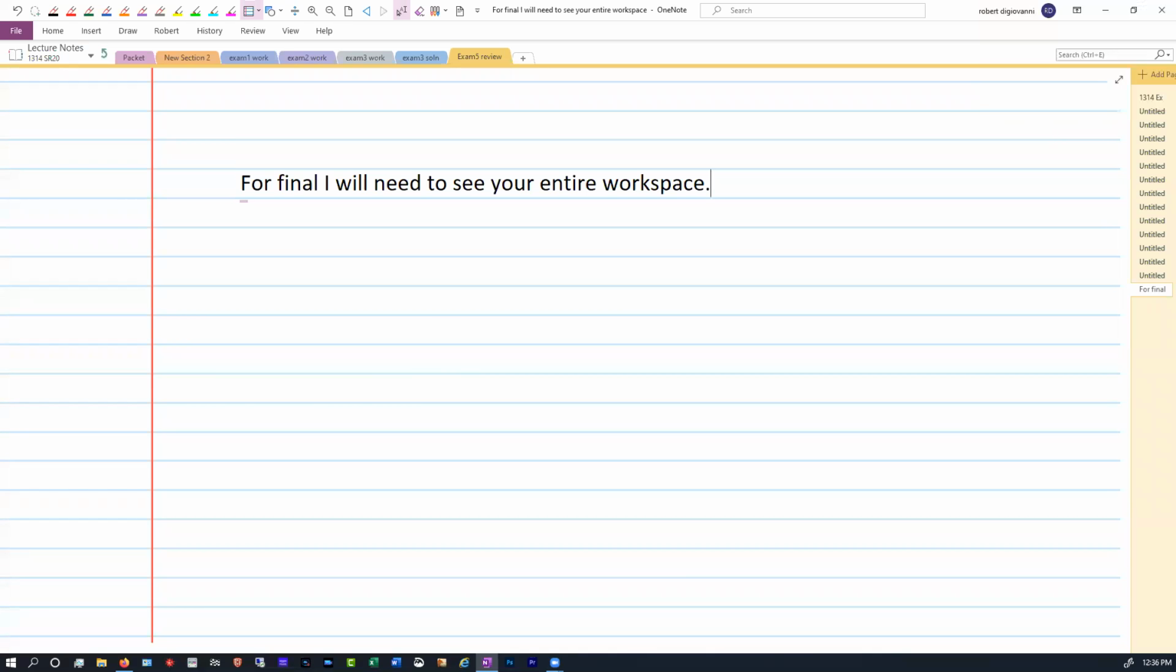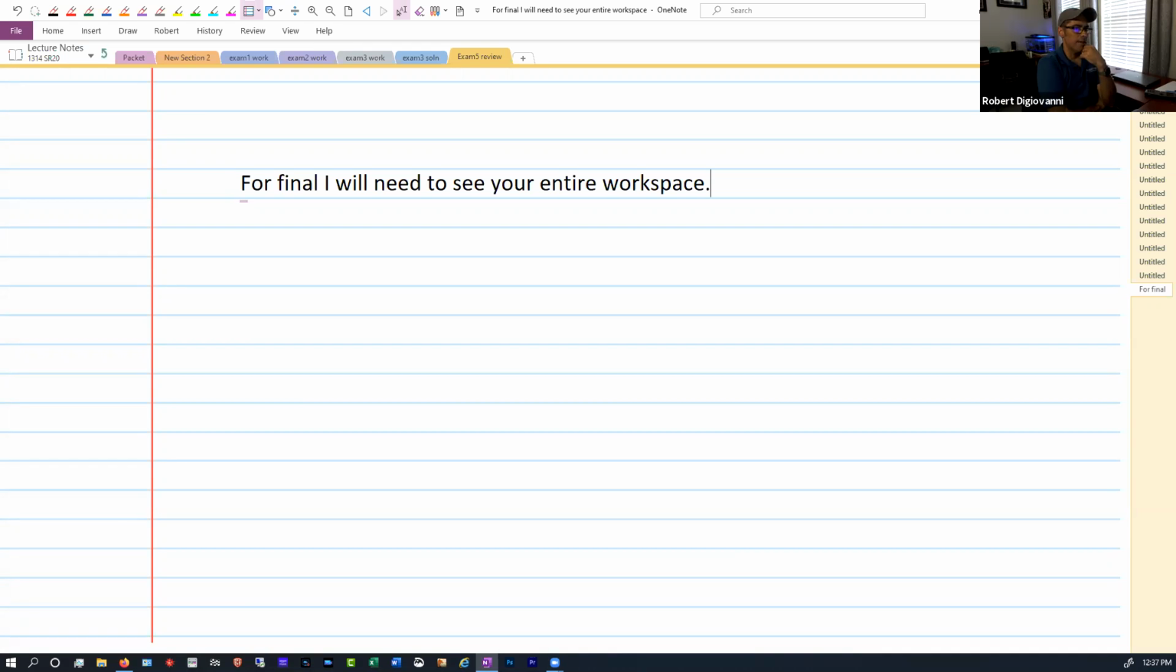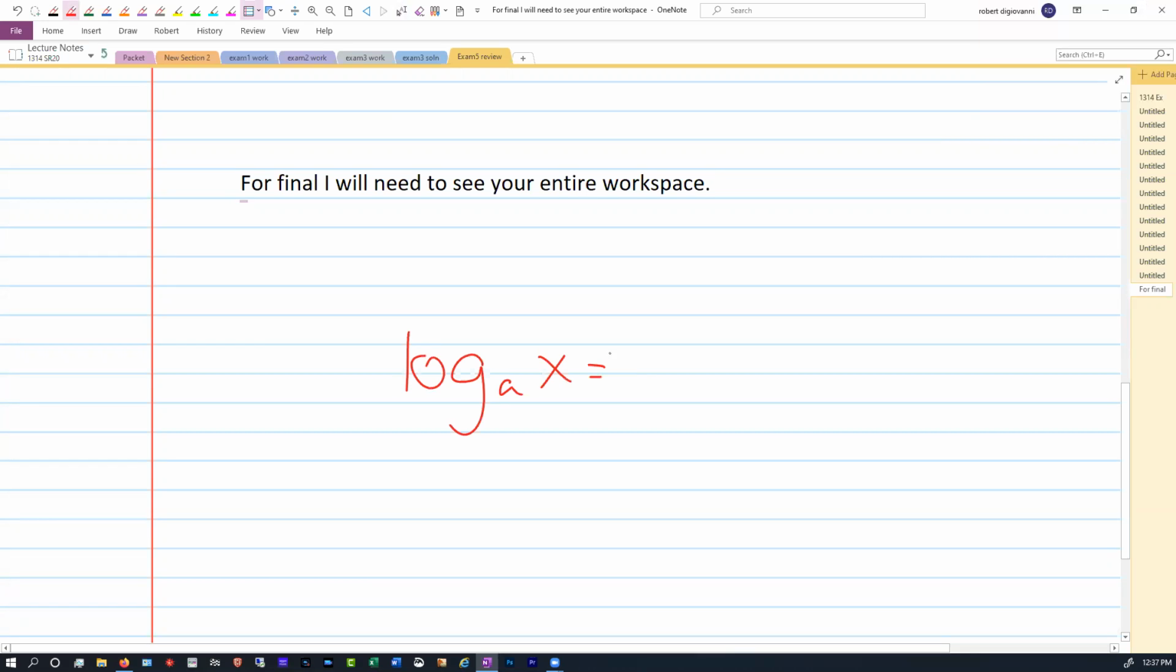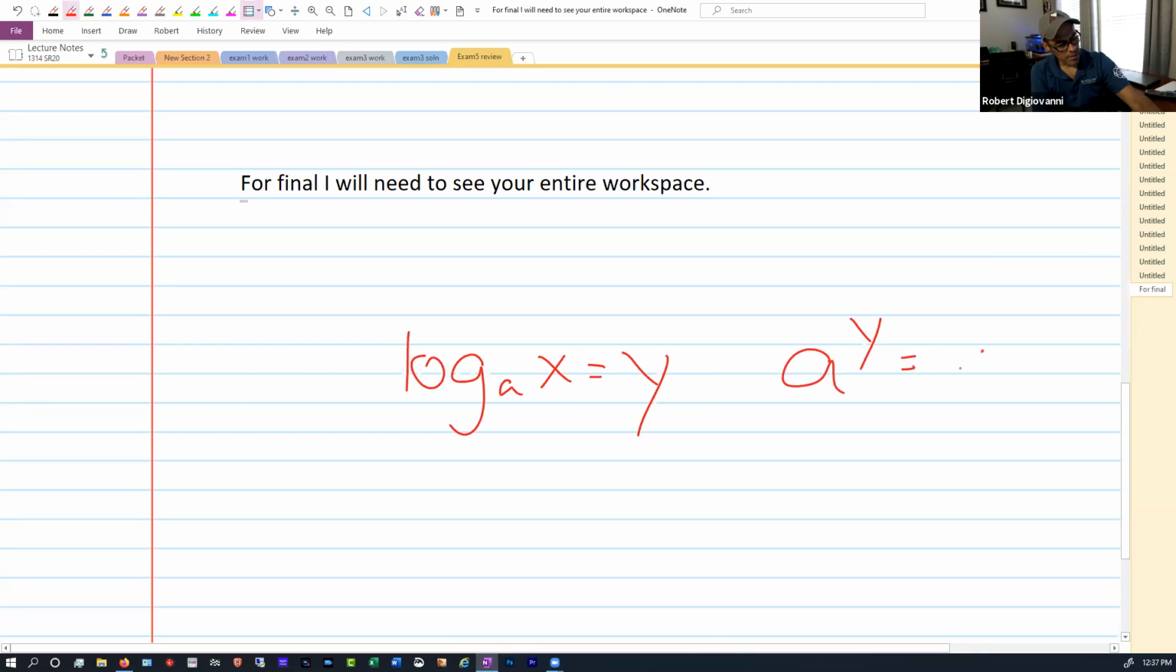Okay. Anything else? Do we have to memorize the log relationship, log base a of x equals y means a to the y equals x? Yes, I'm not going to provide that to you, so you need to be comfortable with that idea. Okay, thank you. Just know this relationship, and like I said, the way to remember it is that little loop.